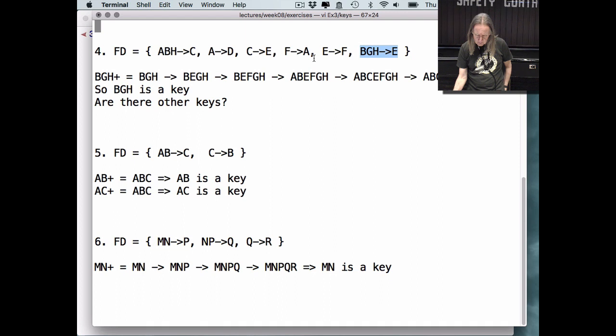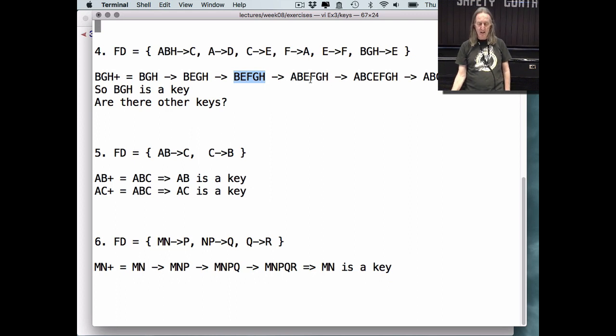Where'd that come from? How do I get A here? A determines D. Oh, how interesting. Alright, so I've got to this point here, B, E, F, G, H. What rules can I apply from here? Ah, of course, the one I didn't see. F determines A, therefore I can add A to my set, so I end up with this.